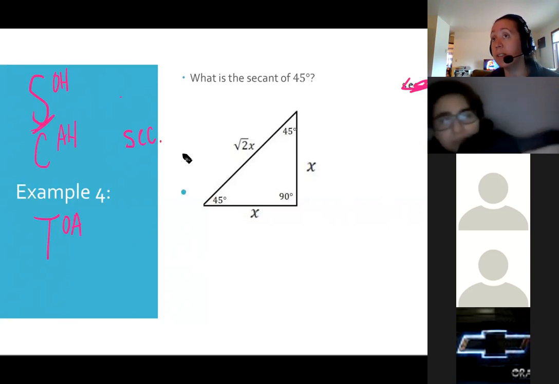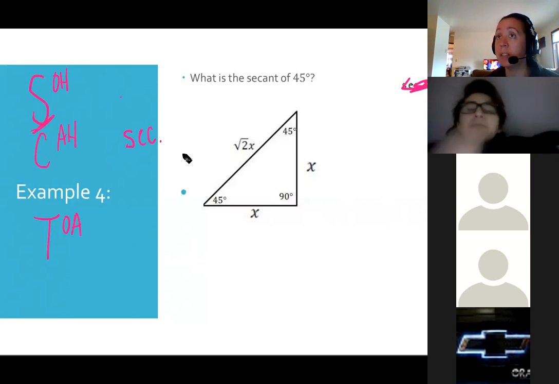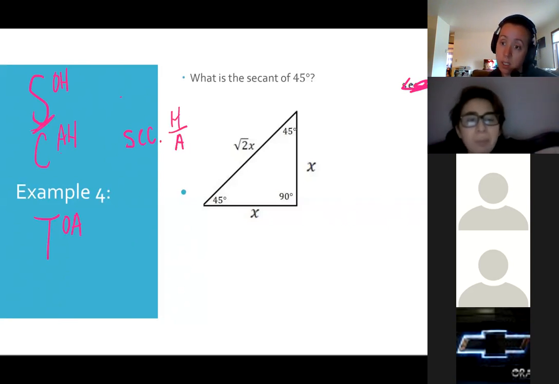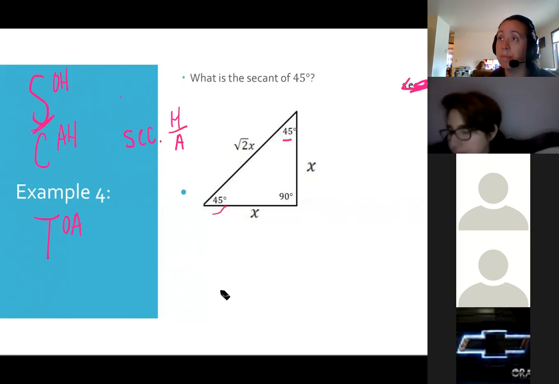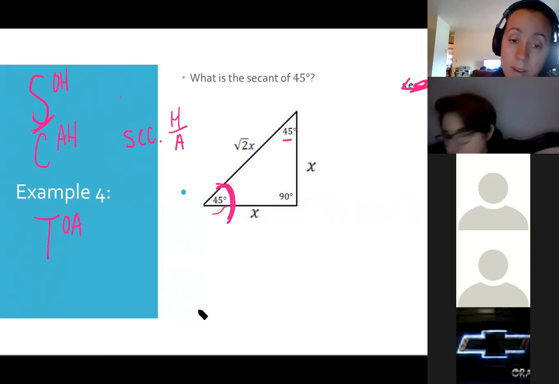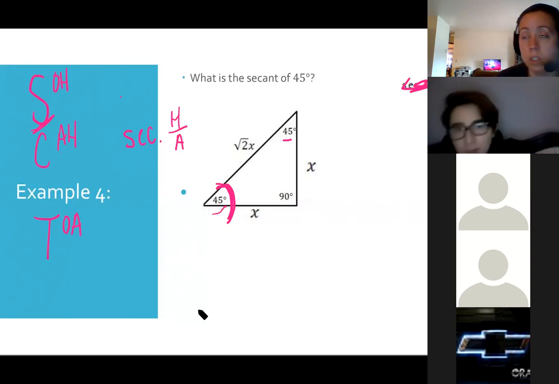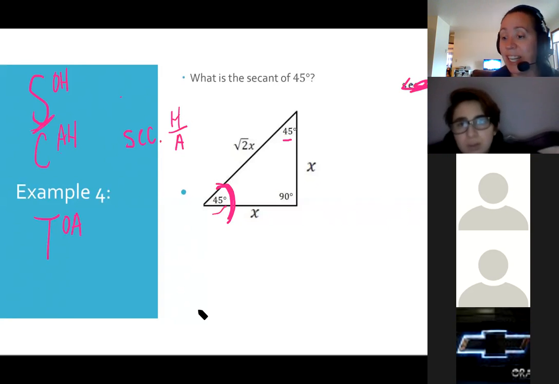So secant is the inverse of cosine. So that means instead of adjacent over hypotenuse, it's hypotenuse over adjacent. That's it. So now they want to know the secant of 45. It does not matter which 45 you use because it's going to be the same. So we'll pick this 45. And secant is going to be the hypotenuse over the adjacent. Which side is the hypotenuse for that 45? Someone raise your hand and tell me.